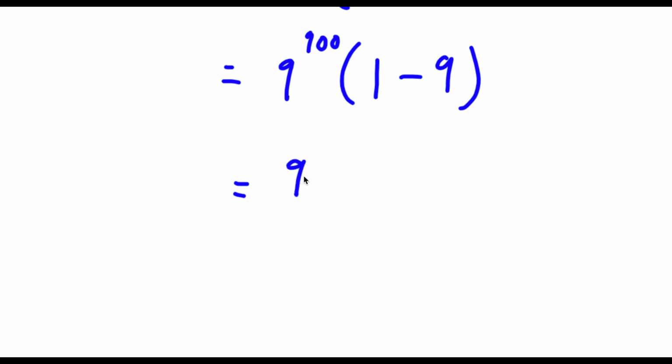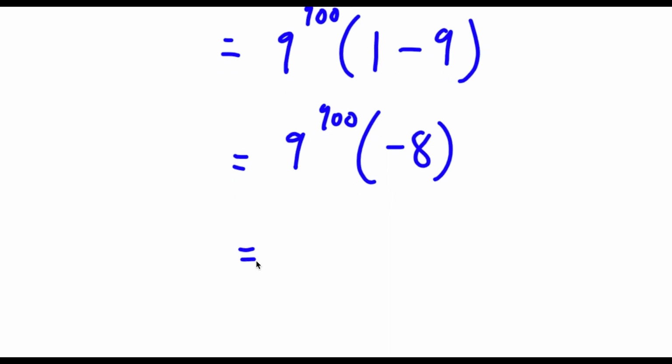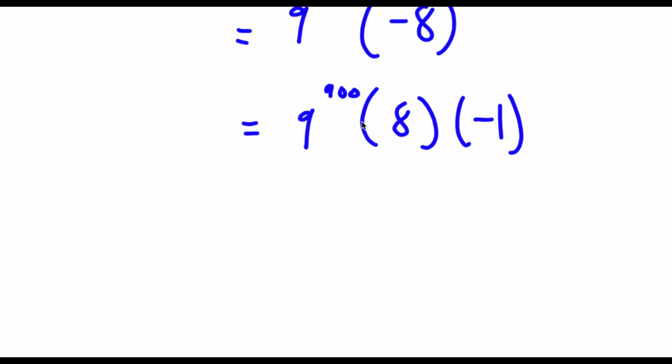So I have 9 to the power of 900 times negative 8. Now negative 8, this is the same thing as 8 times negative 1. And negative 1 times 9 to the power of 900 is negative 9 to the power of 900. So now I have negative 9 to the power of 900 times positive 8.